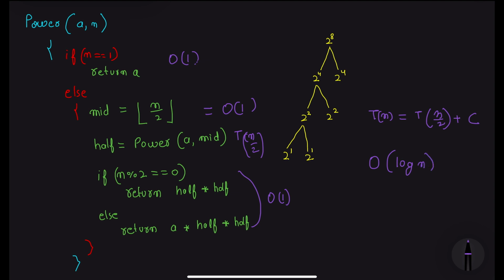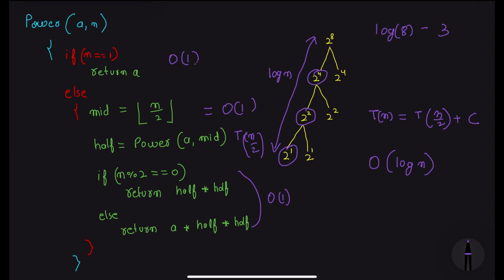You can see in the tree that the function is called a total of log n times, and the number of levels will be log n. For 2 raised to the power 8, when the input n is equal to 8, we get the number of function calls as log 8, which is 3. So you can see we called for 2 raised to the power 4, 2 raised to the power 2 and 2 raised to the power 1. So we get a total of 3 function calls.